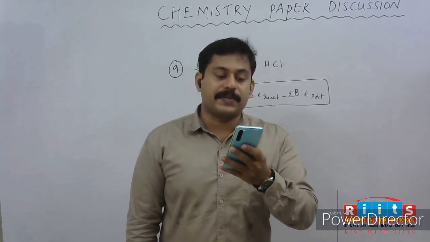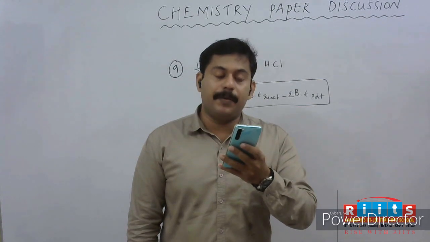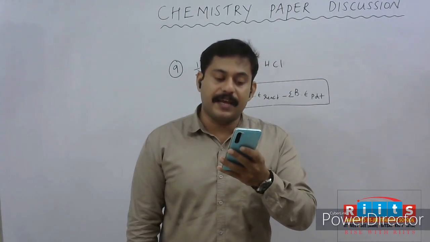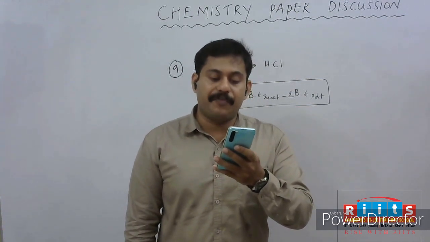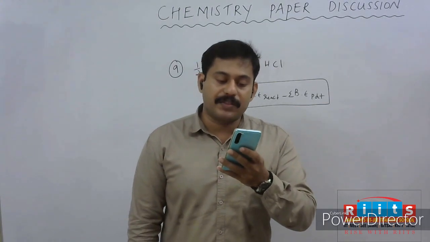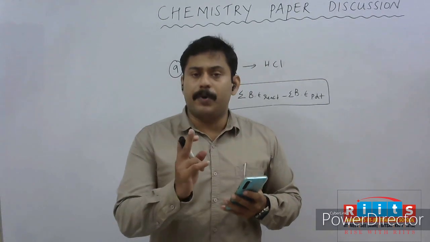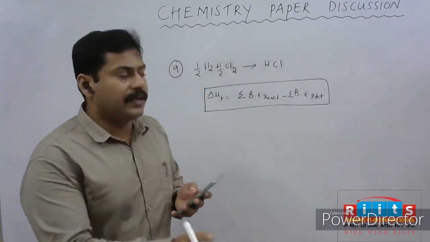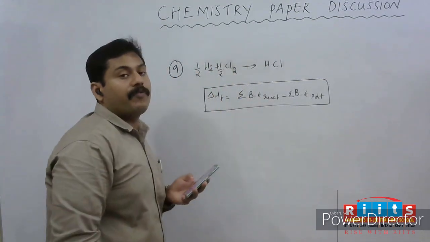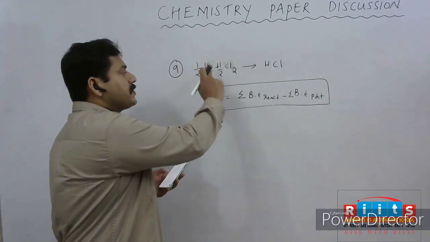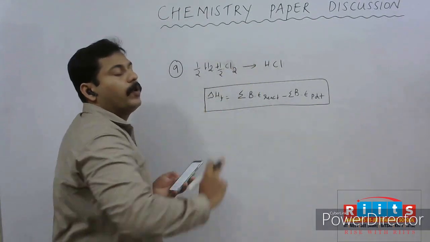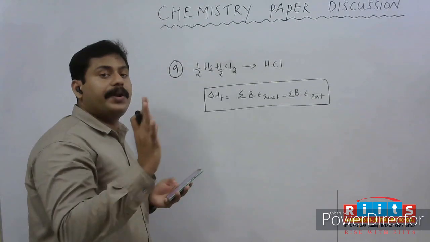Okay, let's discuss question number 9. Average bond enthalpies of H-H, Cl-Cl and H-Cl are 435, 243 and 431 kilojoule per mole respectively, right? That is very important, per mole. So you always write the equation to get 1 mole of the product. So half H2 plus half Cl2, I will get 1 mole of HCl. In terms of bond energy they are asking.